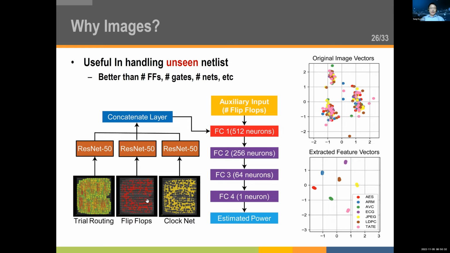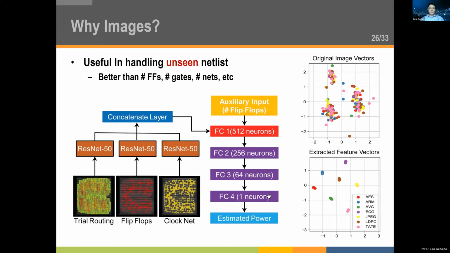We use trial route snapshots, flop location, and clock net routing. Then we use ResNet 50, which is pre-trained, so it knows exactly how to extract key features from the given image. We extract 128 numbers from these images and concatenate them, and then we also concatenate some metadata from the netlist, like the number of flops. And we eventually brought it down using DNN layers.